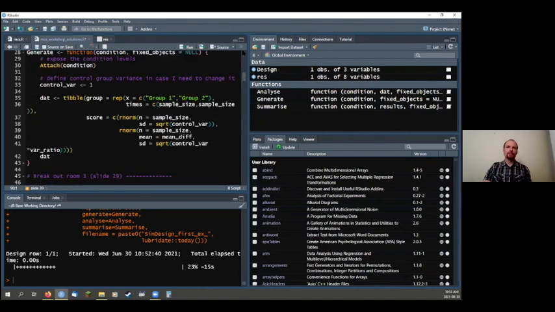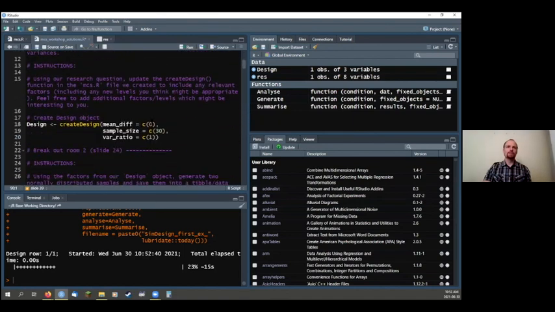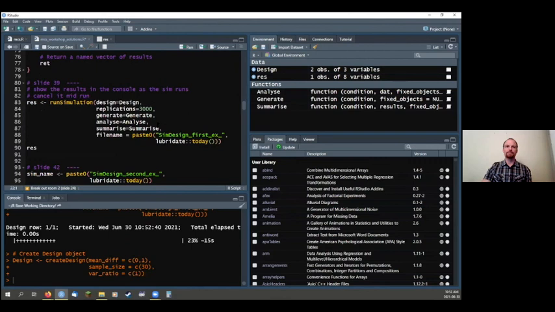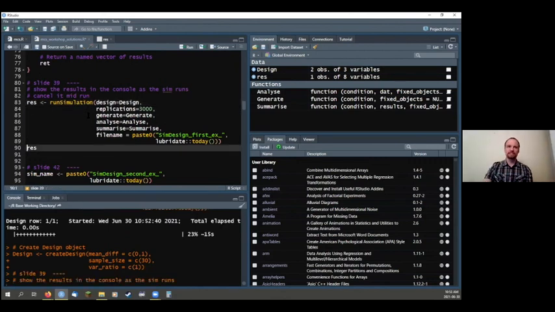Another thing I'm going to show you here, part of the bad scrolling, is what if I had a couple of different conditions? What if I had a true mean difference of 1? So I'm going to redefine this create design object, and I don't have to touch my generate, summarize, or analyze functions. I'm going to hop back down to my simulation. Now I should have 2 design conditions. So let's run this again.